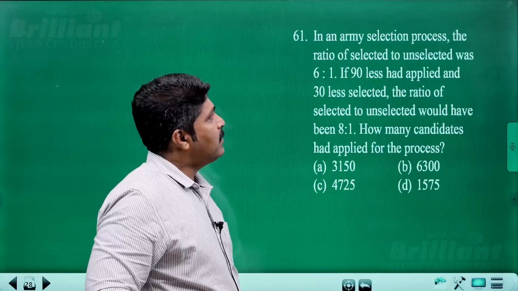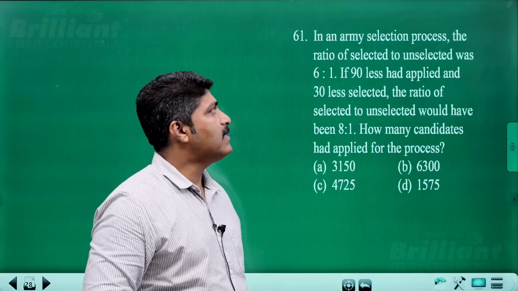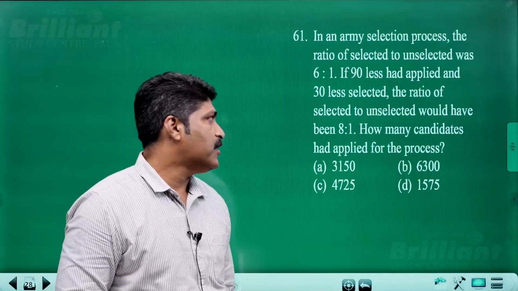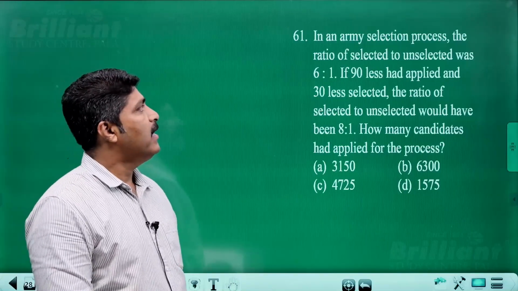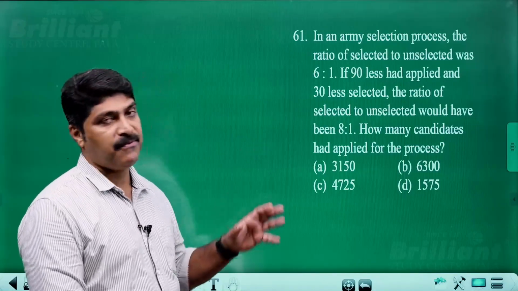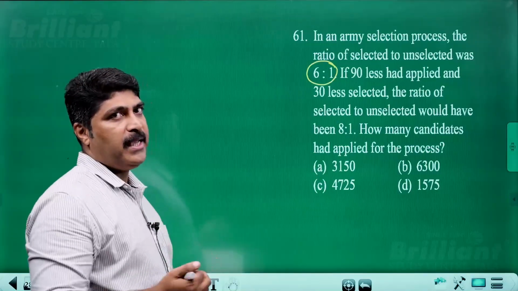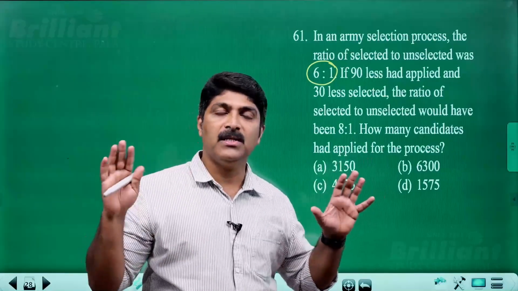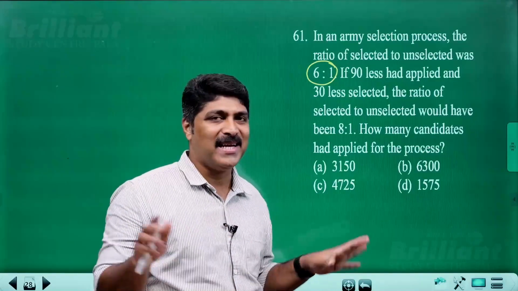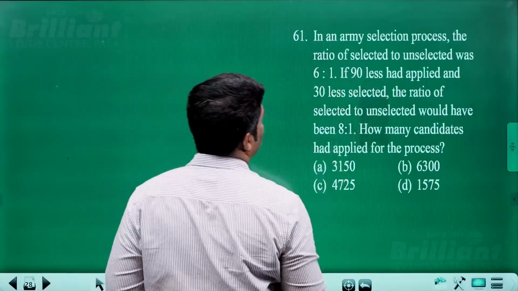In an army selection process, the ratio of selected to unselected was 6:1. If 90 less had applied and 30 less selected, the ratio of selected to unselected would have been 8:1. How many candidates had applied in the process? Here is one simple logic whenever we consider this type of question. It depends upon the initial ratio, 6:1. That means the total strength initially was a multiple of 7. If only one option is a multiple of 7, we can conclude easily. If there are multiple options, it is no use.